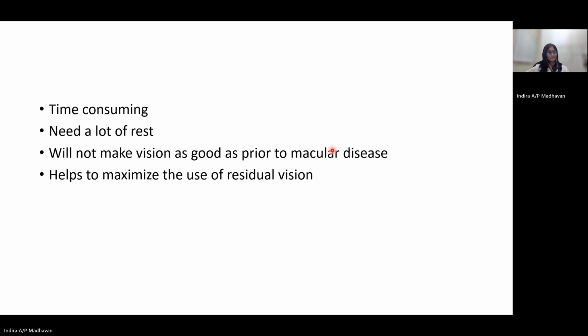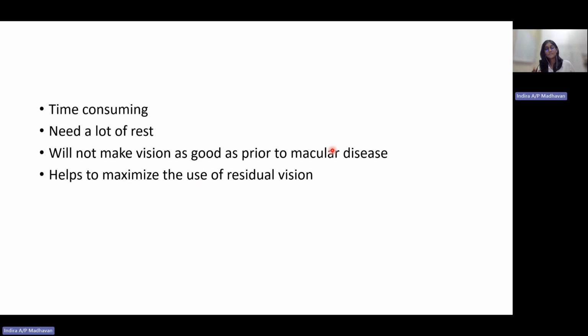Next is the need for a lot of rest. It's very tiring to take an item and look at it, or look at some environment using that eccentric view. It's not easy. It's difficult. So they need a lot of rest, and cannot be doing any activities continuously for, you know, 2 weeks, 3 weeks, and all that.